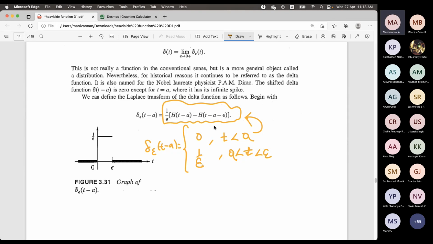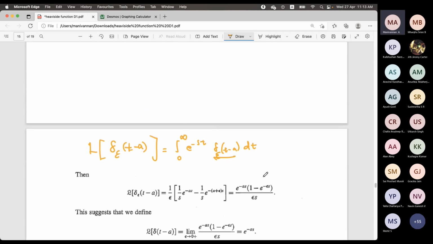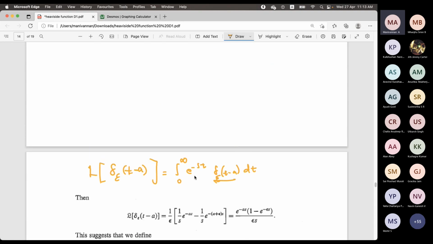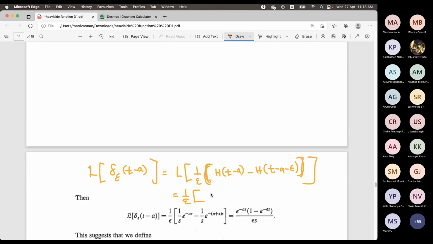Yes, sir. So this delta epsilon of t minus a, just using the Laplace definition and Heaviside functions, can be written as 1 by epsilon of h of t minus a minus h of t minus a minus epsilon. Then 1 by epsilon is common, and the Laplace transform of h of t minus a is e raised to the power minus as into 1 by s. Am I right?